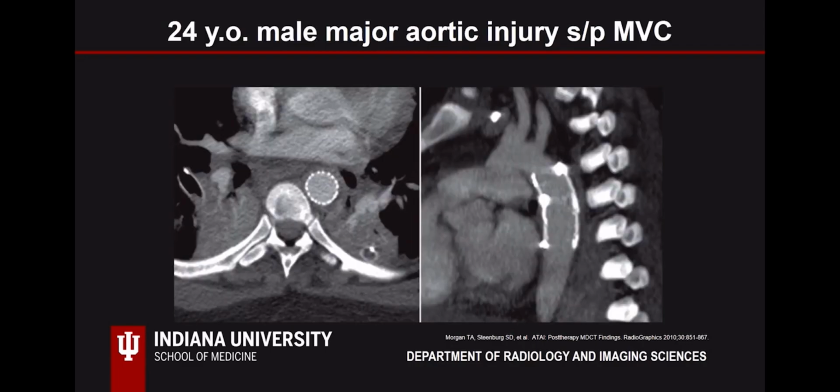Here's a patient who received endovascular stent treatment of a major aortic injury of the proximal descending thoracic aorta. You can see the stent within the lumen of the aorta and its distance with respect to the origin of the left subclavian artery.